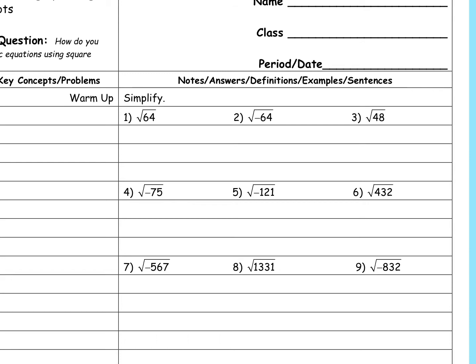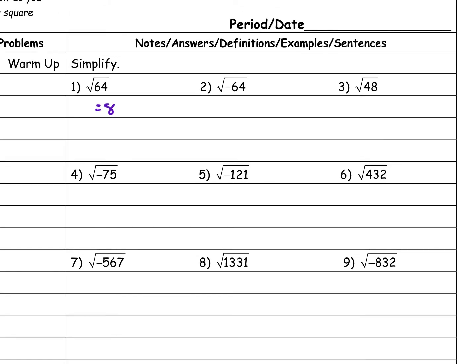Number 1, the square root of 64 is 8. Number 2, the square root of negative 64 is 8i. Number 3, the square root of 48 is 4 square root of 3. Of course, if you need me to go over any of these, let me know as we go along.